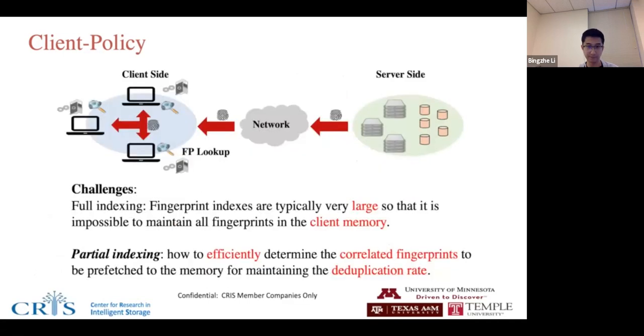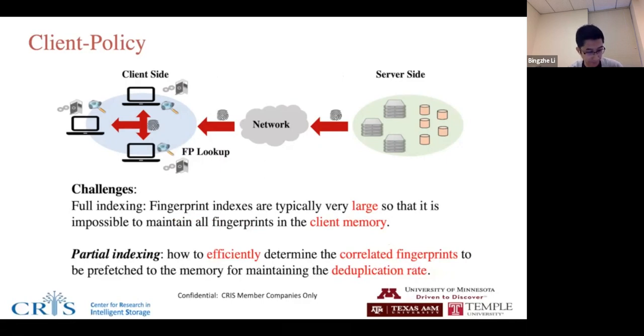The client-side deduplication system we focus on is shown in the slide. In this system, deduplication is distributed to the client side by prefetching effective fingerprints from the server side, which significantly reduces the network traffic and the latency issue. Also, the deduplication process has good scalability because the computing resources required are provided only by the clients themselves.